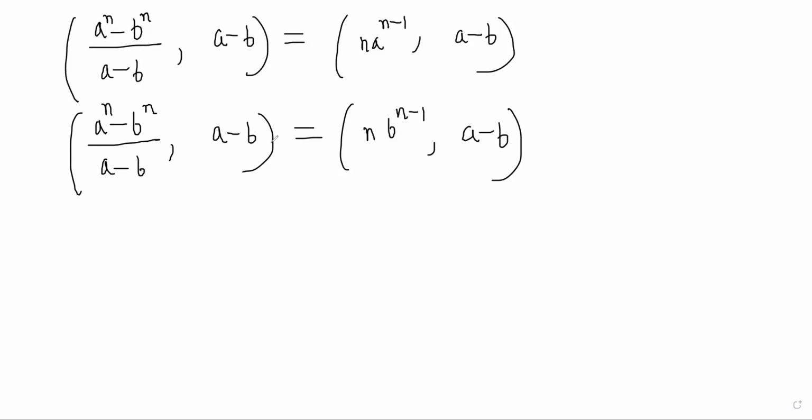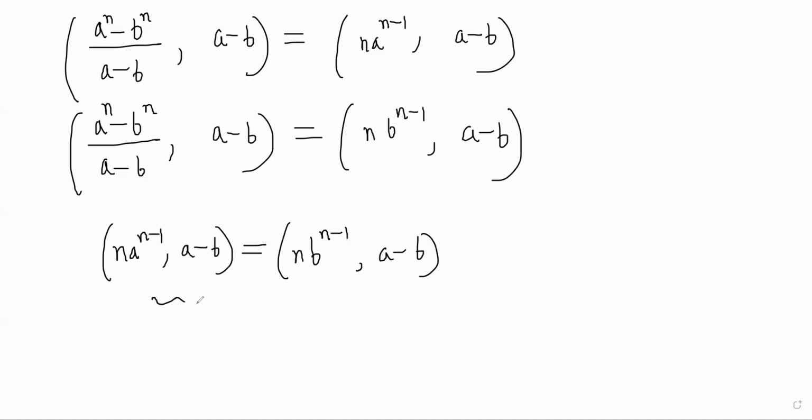So these two results combined basically tell us that the GCD of n times a power n minus 1 and a minus b is equal to the GCD of n times b power n minus 1 and a minus b, right? Because both of them are equal to the same thing. So let's call this number d.